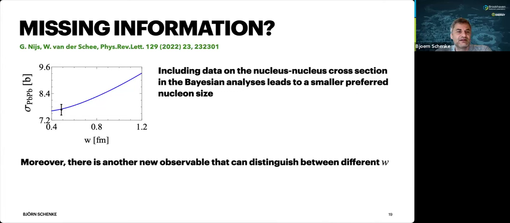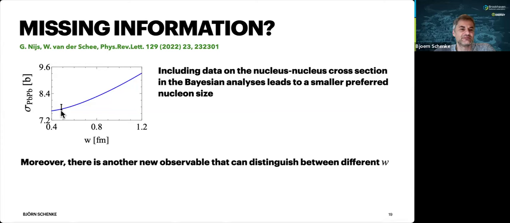So there's been a paper by Govert Nijs and Wilke van der Schee, and they have looked at what happens if you actually include information on what the nucleus-nucleus cross-section should be. So that's a very fundamental observable that's usually not included as information in these Bayesian analyses. So the cross-section has been measured, and actually I didn't put the reference here. I think it's ALICE that measured it. Yeah, I hope that's correct. I should have put the data reference, but you can find it in this paper.